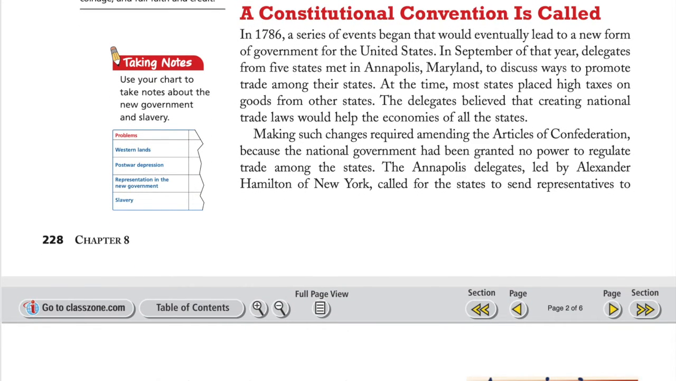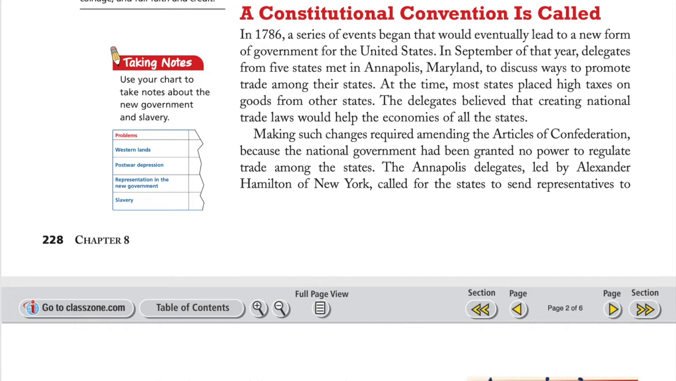A constitutional convention is called. In 1786, a series of events began that would eventually lead to a new form of government for the United States. In September of that year, delegates from 5 states met in Annapolis, Maryland, to discuss ways to promote trade among their states. At the time, most states placed high taxes on goods from other states. The delegates believed that creating national trade laws would help the economies of all the states.